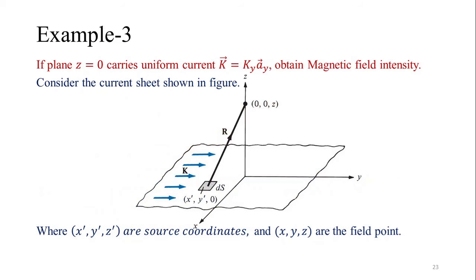Let's have the third problem. If the plane z equals 0 carries a uniform current K vector equal to Ky ay vector, obtain the magnetic field intensity. Consider the current sheet shown in the figure. Here this one carries a current K, and the observing element is at x dash, y dash, 0, which is in the z equals 0 plane. We are observing the field at point P at 0, 0, z.